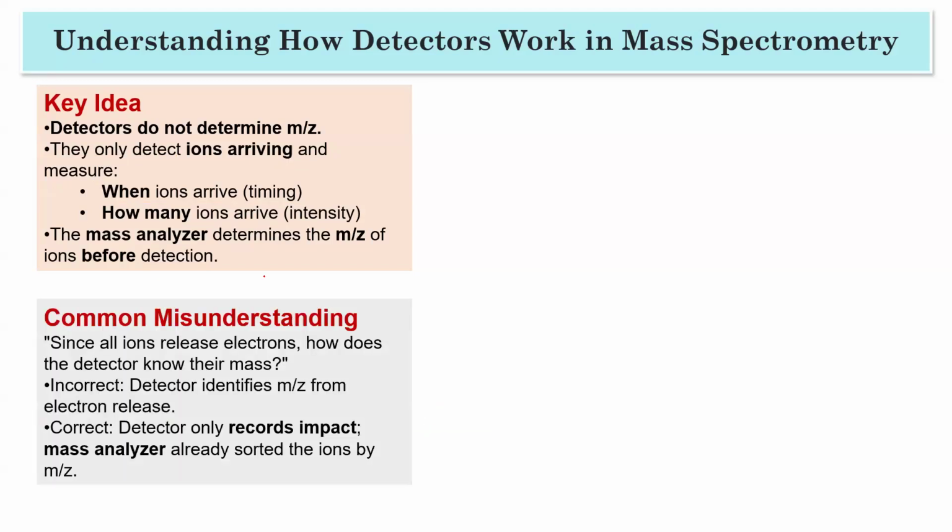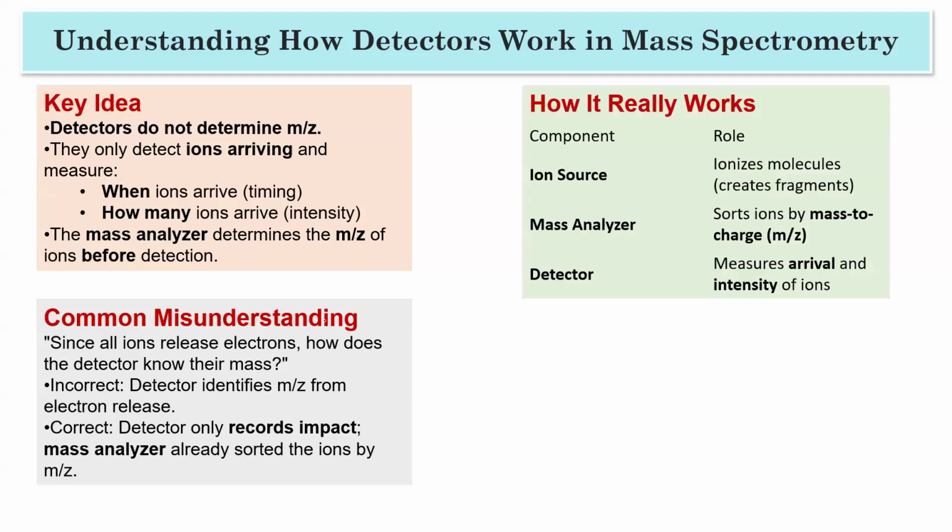A common misunderstanding is: since all ions release electrons, how does the detector know their mass? The idea that the detector identifies mass is wrong. The correct understanding is that the detector only records impact. The mass analyzer has already sorted the ions by m/z. So you need the mass analyzer.